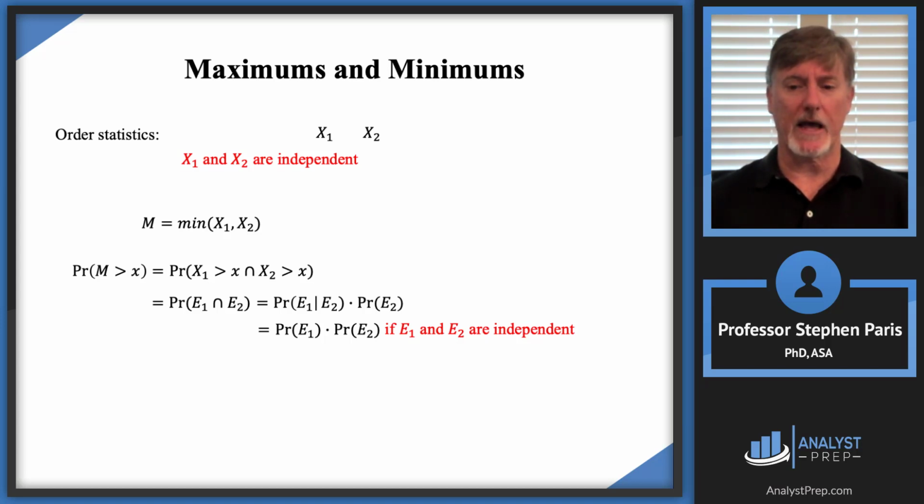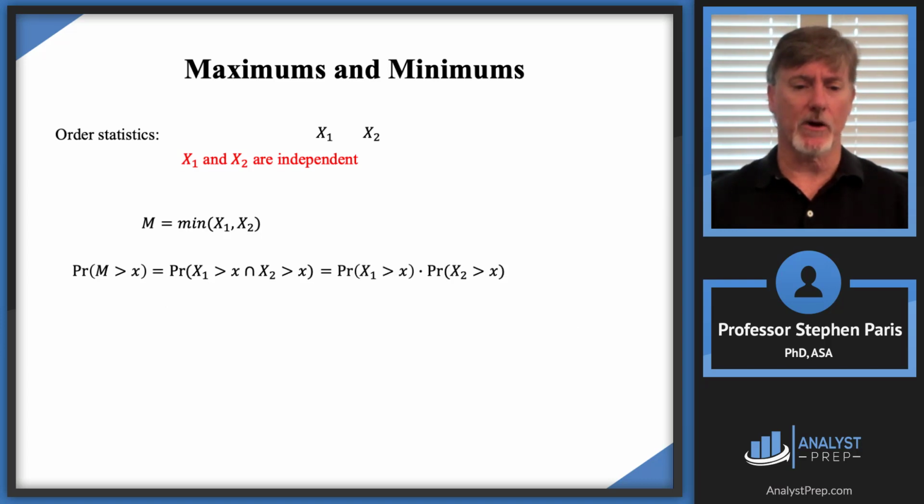So capital X1 and capital X2 are independent. And then in that case, it makes the probability that capital M is greater than x an easier probability. It's just a product of the probabilities that each one of the random variables is greater than x. Okay, so now there's another assumption that we can make that makes the calculation even easier.